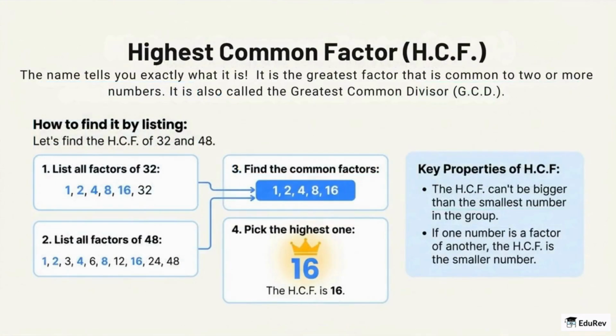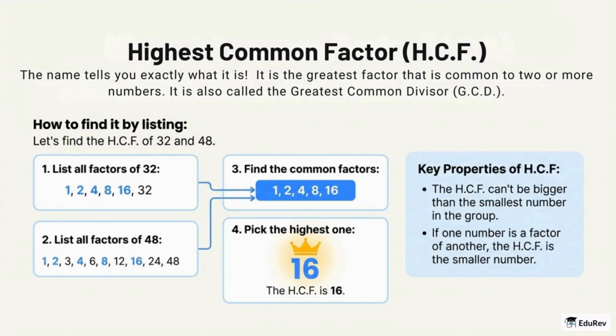The highest common factor, or HCF, is the greatest factor shared by 2 or more numbers. A straightforward way to find it is by listing factors. Take 32 and 48. The factors of 32 are 1, 2, 4, 8, 16, 32. And the factors of 48 are 1, 2, 3, 4, 6, 8, 12, 16, 24, 48. The common factors are 1, 2, 4, 8, 16.